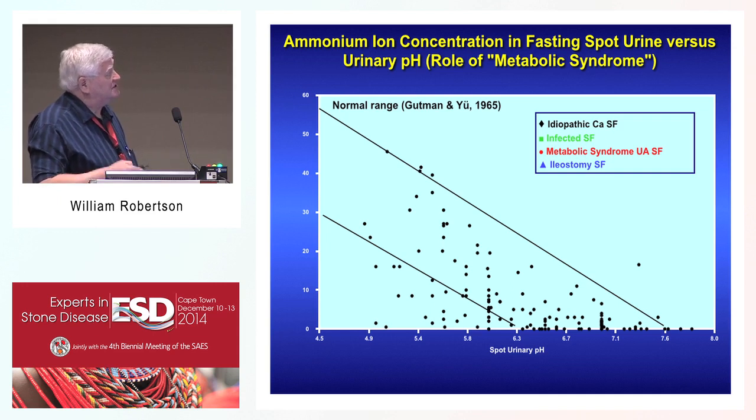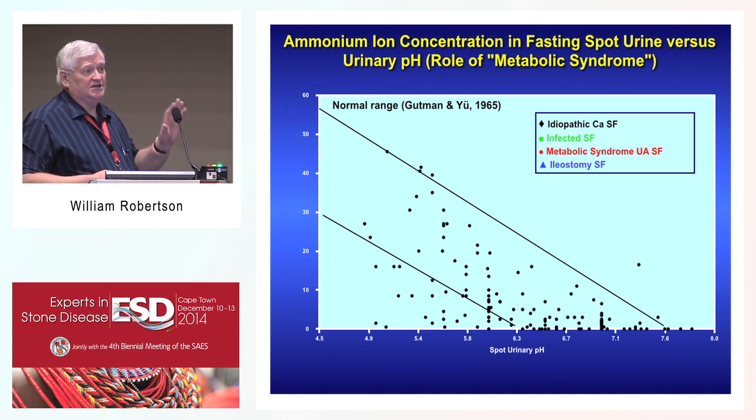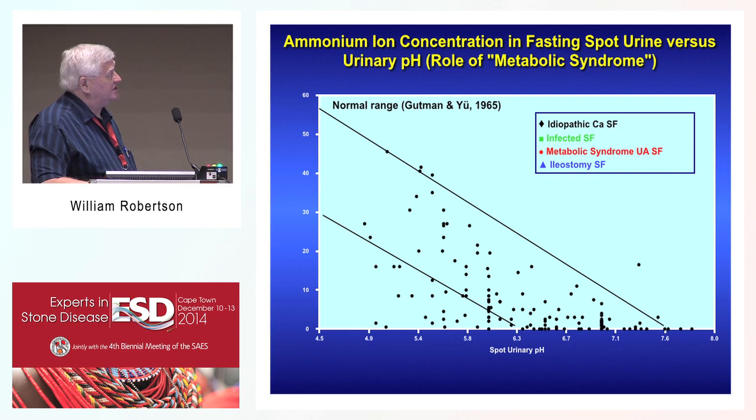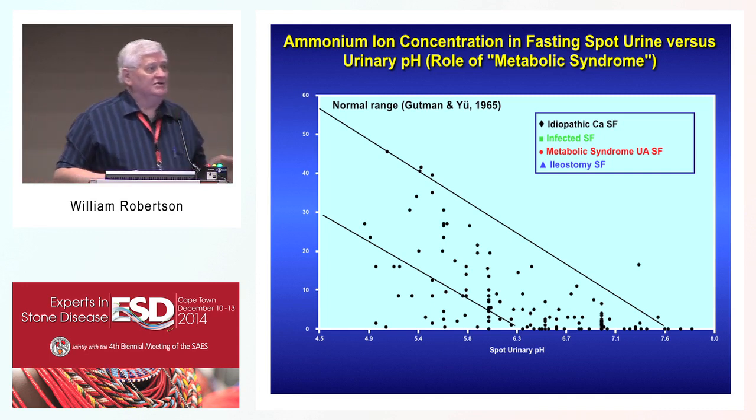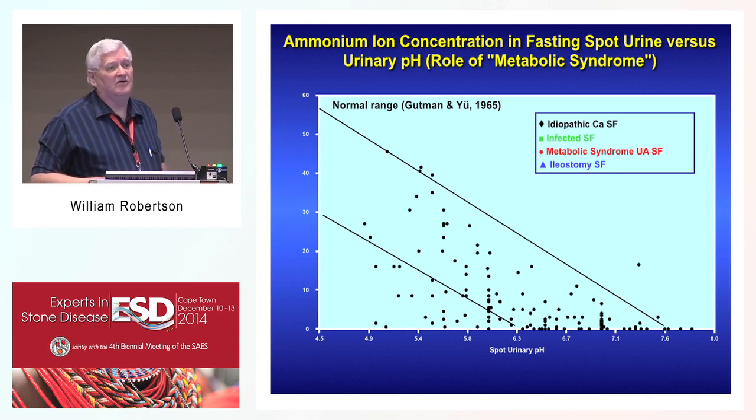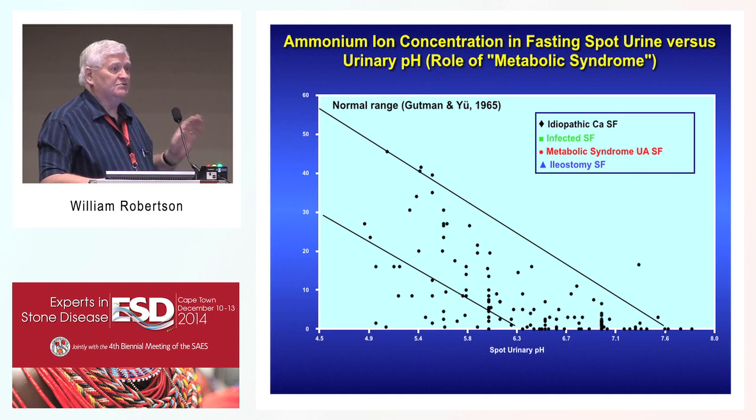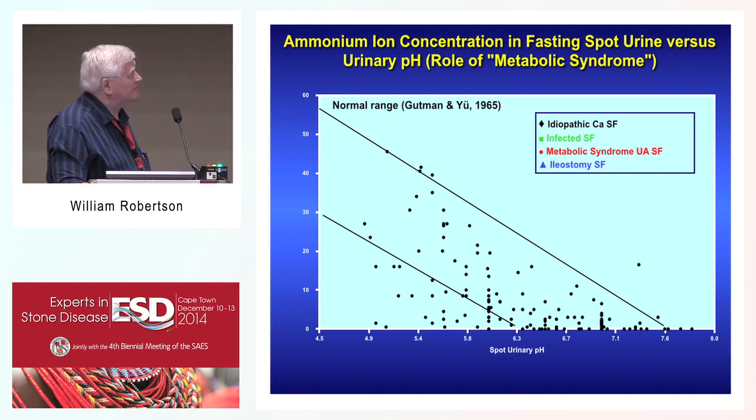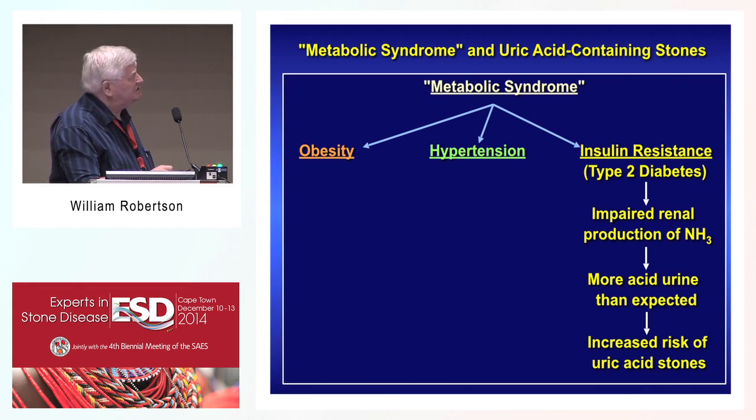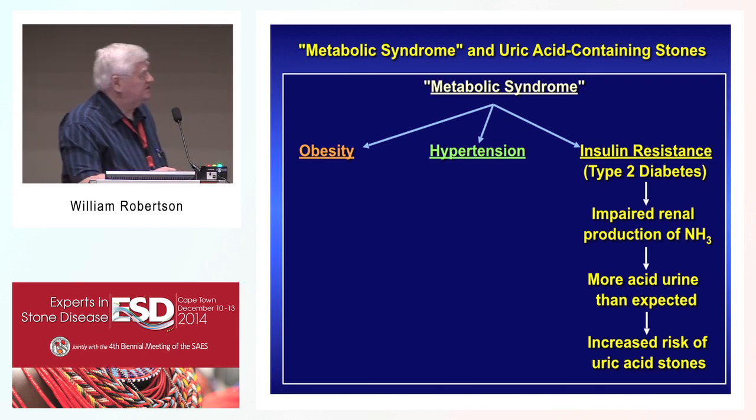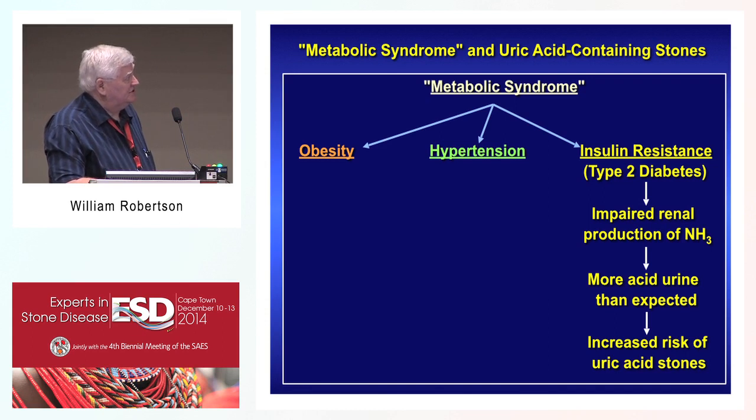The idiopathic calcium stone formers nearly all lie in that area, so their renal ammoniogenesis would appear to be normal. But the metabolic syndrome patients all have much lower ammonia in their urine than you would expect from the pH of the urine. So there does appear to be some impairment of renal ammoniogenesis in these patients, and that is what is causing their urine to become more acidic. So finally then, to sum up, we have metabolic syndrome. The main problem now appears to be, of the three components of metabolic syndrome, the type 2 diabetes, for which there is some evidence in other areas of impaired renal production of ammonia. This produces a more acid urine than expected and an increased risk of uric acid stones.